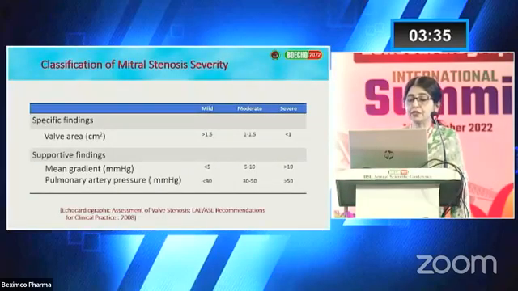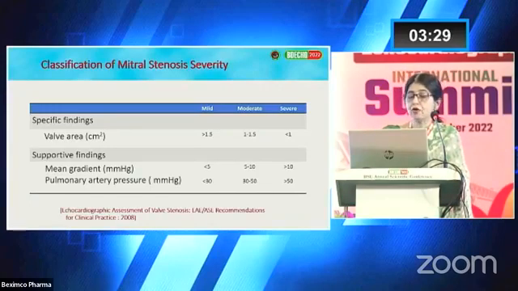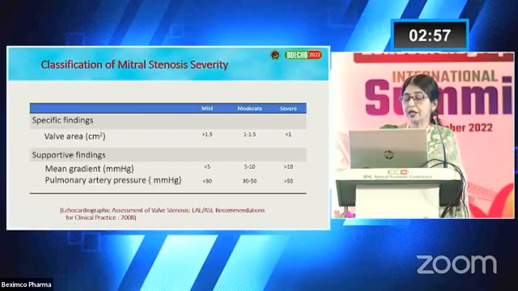For classification of mitral stenosis severity, we follow the 2008 ASE recommended guideline. According to this guideline, when valve area by planimetry is less than 1, it is considered severe. 1 to 1.5 is considered moderate, and more than 1.5 is considered mild. As supporting features, mean pressure gradient equal to or more than 10 millimeters of mercury supports severe mitral stenosis. Less than 5 indicates mild mitral stenosis, and in between, 5 to 12 millimeters of mercury supports moderate mitral stenosis. Pulmonary artery systolic pressure more than 50 supports severe MS, less than 30 mild, and 30 to 50 moderate.